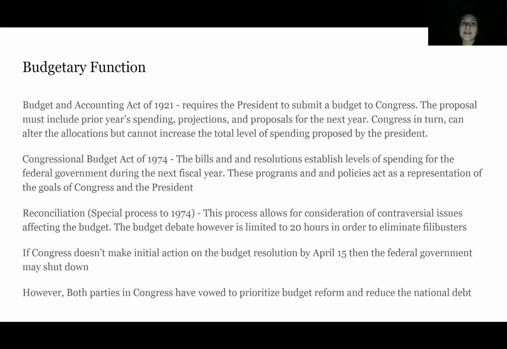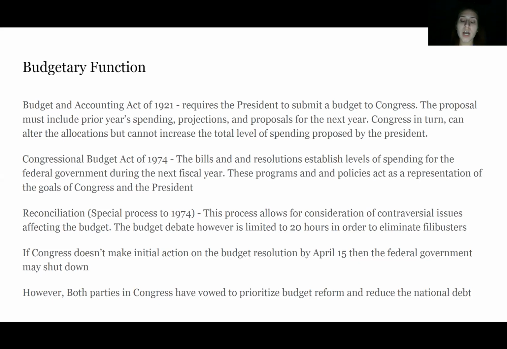Reconciliation. This was a special process added into the Congressional Budget Act of 1974. This allows for controversial issues affecting the budget to be up for consideration. However, the debate is limited to 20 hours in order to kind of just weed out filibusters, which is great. All right, if Congress doesn't make initial actions on the budget resolution by April 15th, then the federal government may shut down. This is because it's really important that the federal government has a unified plan for the following year.